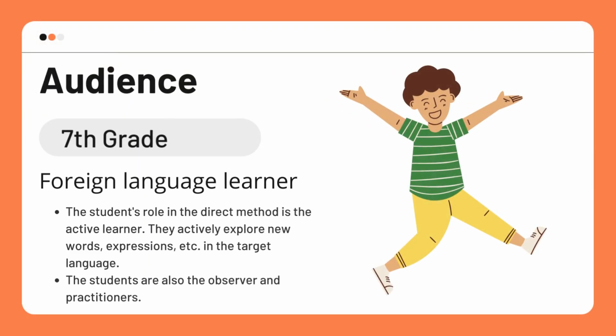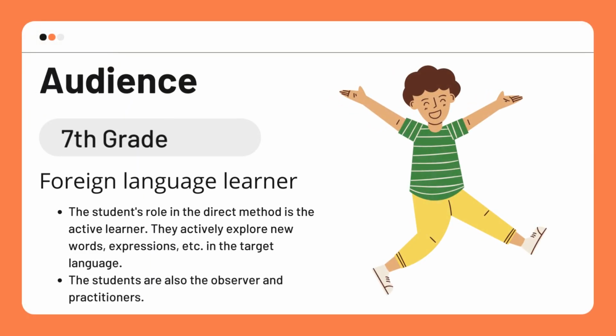Hello, my name is Francis and I'm going to talk about the audience. So we decided to choose kids from 7th grade and also foreign language learners as our audience since we think that the direct method is suitable for this type of audience. With the direct method, the student's role is to be an active learner, since the students are actively exploring new words and new expressions; they observe and they practice.